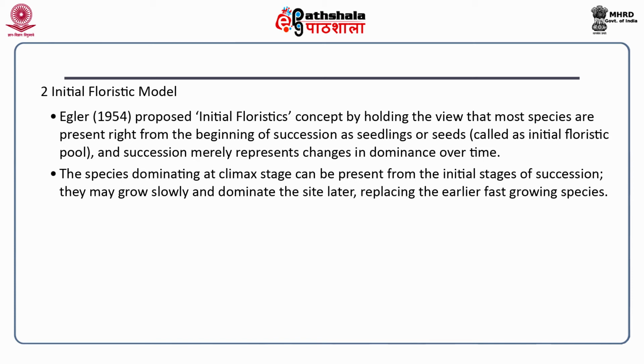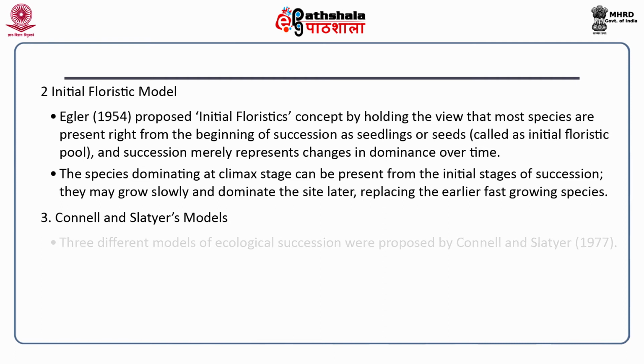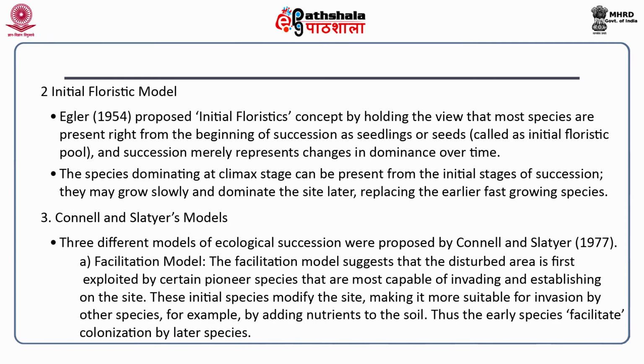Another model of ecological succession is the Connell and Slatyer model. Three different models of ecological succession were proposed by Connell and Slatyer in 1977. Let me discuss them one by one. First model is the facilitation model. The facilitation model suggests that the disturbed area is first exploited by certain pioneer species that are most capable of invading and establishing on the site.